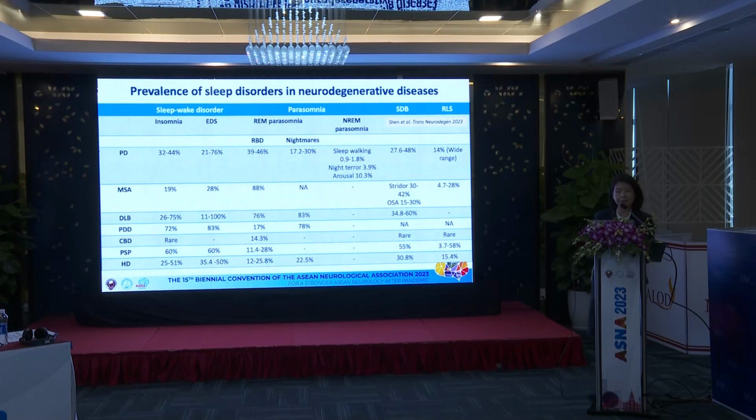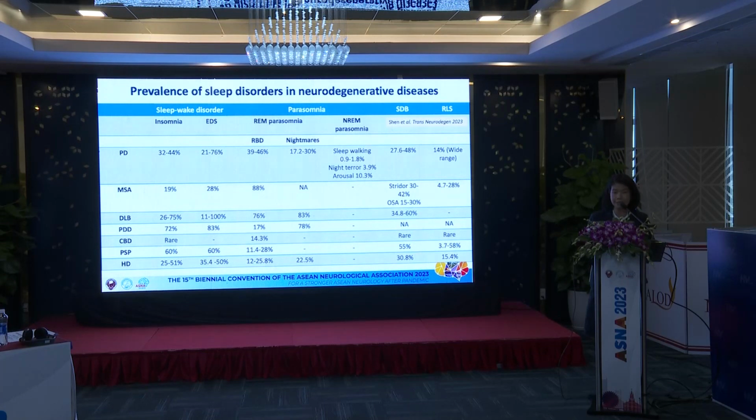And for the prevalence of the sleep disorder in neurodegenerative disease, the most common sleep problem is insomnia. As you can see from this slide, we can find insomnia in up to 50% of Parkinson's disease at the early stage. But when they progress to Parkinson's disease with dementia in the advanced stage, it might be up to 70%. And also, another sleep-wake disorder that is quite important as a new prodromal biomarker of the neurodegenerative disease is excessive daytime sleepiness. We found it in nearly 70% of Parkinson's disease.